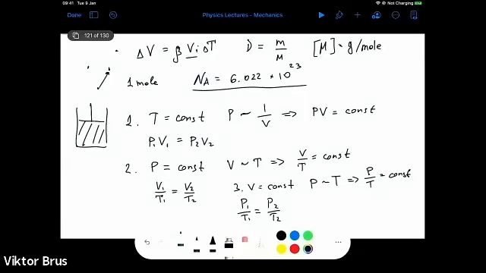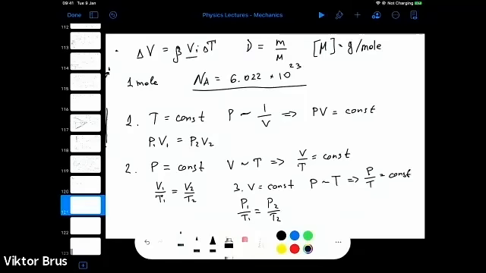So by summarizing these three laws which were obtained experimentally, we came up with, let's say, kind of general law of ideal gas, an equation which describes the state of ideal gas, because it involves all three state parameters, which is pressure, volume, and temperature.